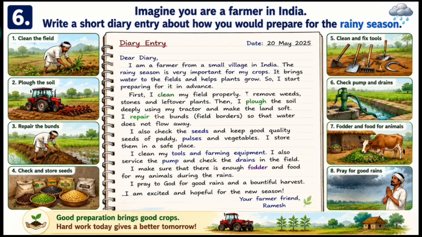Now there is question number 6. So question number 6 is, imagine you are a farmer in India. Write a short diary entry about how you would prepare for the rainy season. Okay, you need to imagine you are a farmer and you need to make a diary entry.